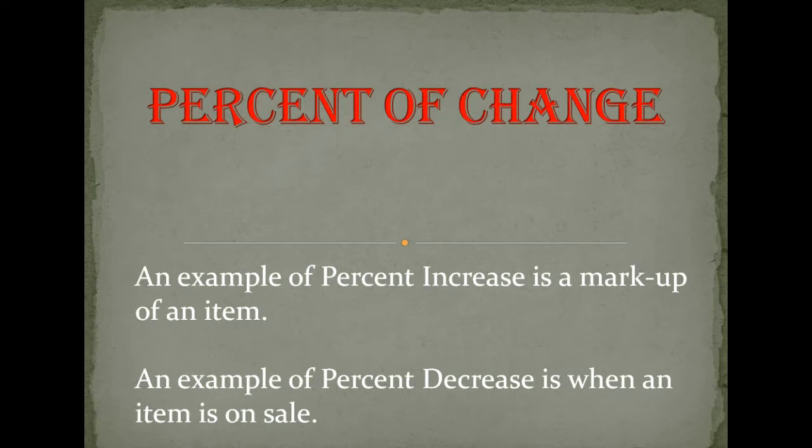An example of a percent increase is a markup of an item. If you're a person that's selling something, maybe you buy a certain item from a manufacturer at a lower price. You then sell it to somebody else at a higher price. That's where you're going to make your profit. That would be marking something up, and that would be an example of a percent increase.